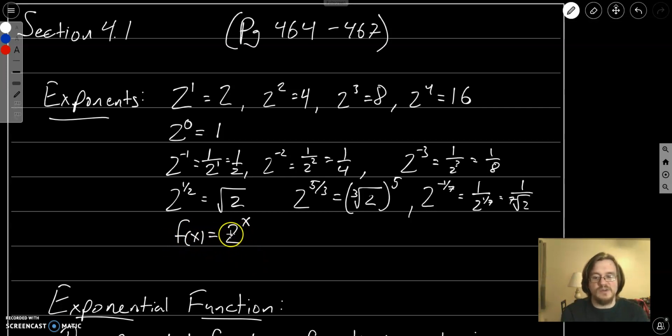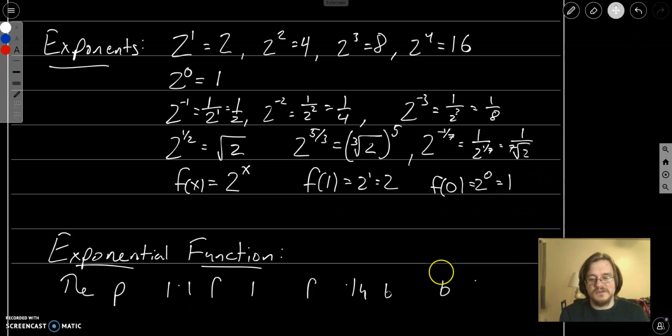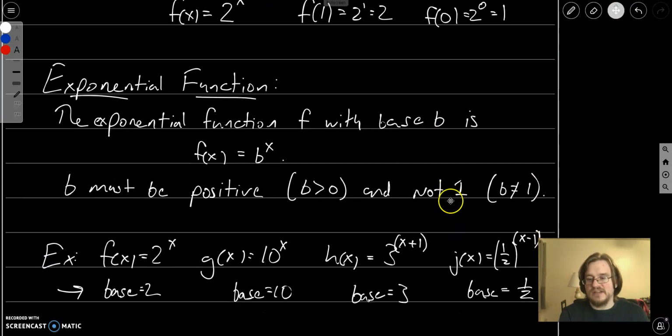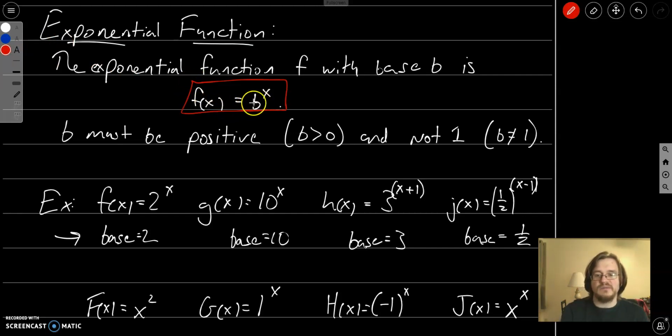f of x is going to be 2 to the x power. For instance, f of 1 is just going to be 2 to the first power, which is 2. Or f of 0 is 2 to the 0 power, which is 1. So this type of function is called an exponential function. And an exponential function is any function that will look like this, where we have f of x is equal to b to the x power.